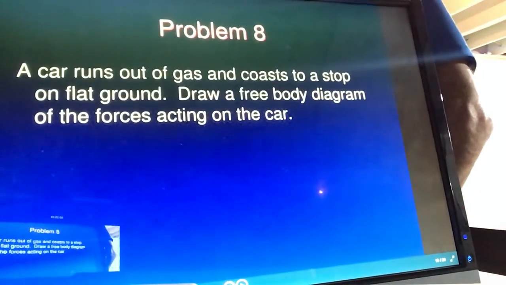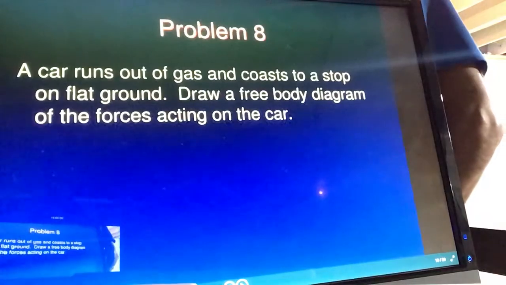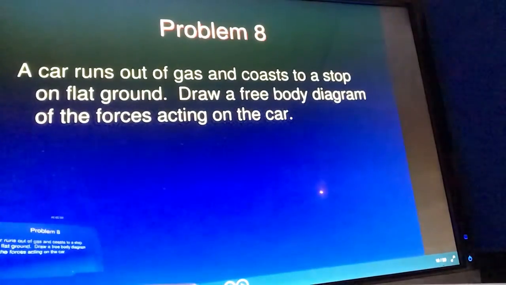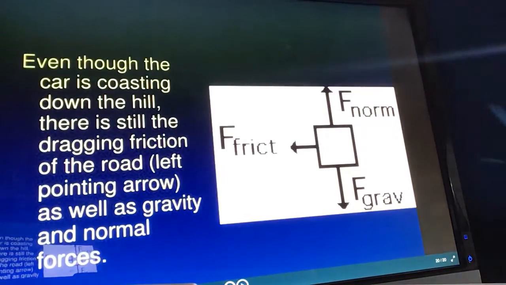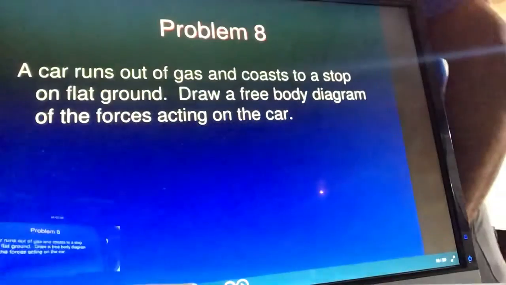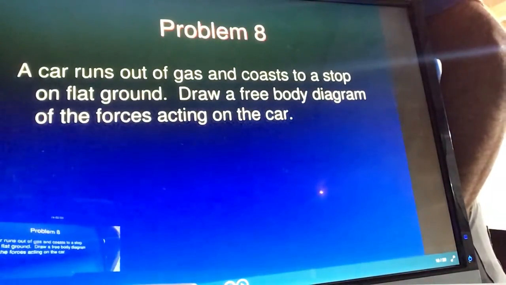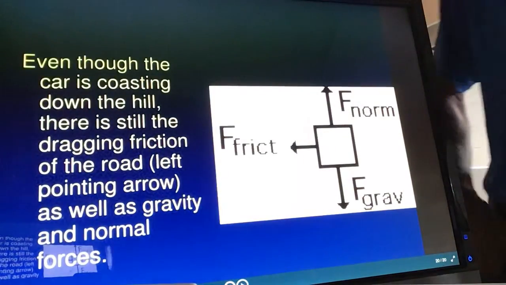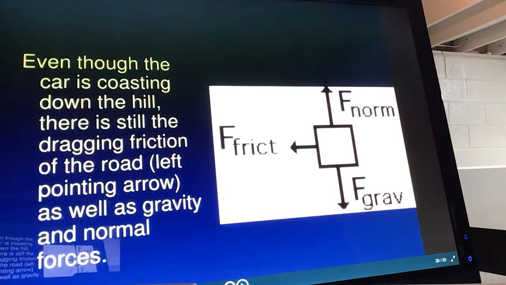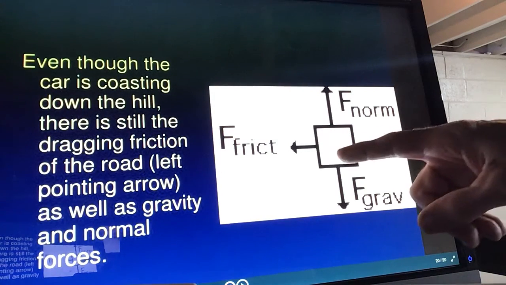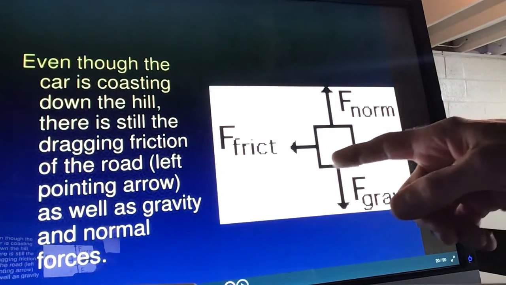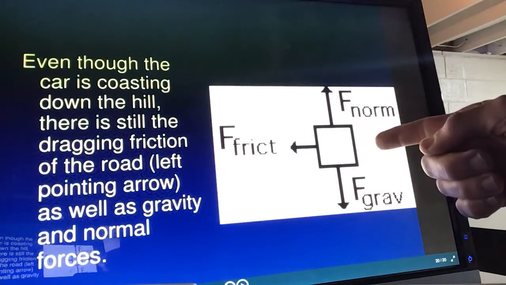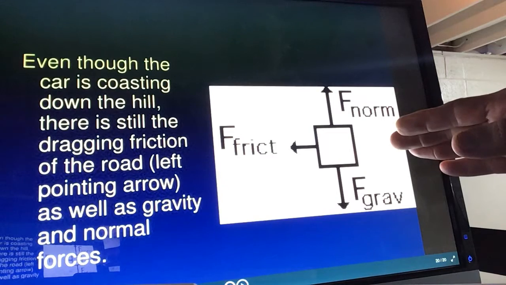A car runs out of gas and coasts to a stop on flat ground. Draw a free body diagram of forces acting on the car. They didn't say this, but they are ignoring air resistance. Okay, so you just have frictional forces. It's coasting to the right. Friction is opposing its motion. There's no applied force. It's coasting or gliding, okay?